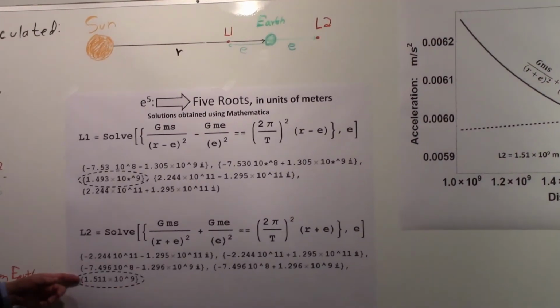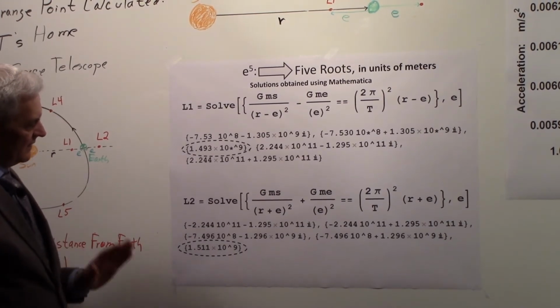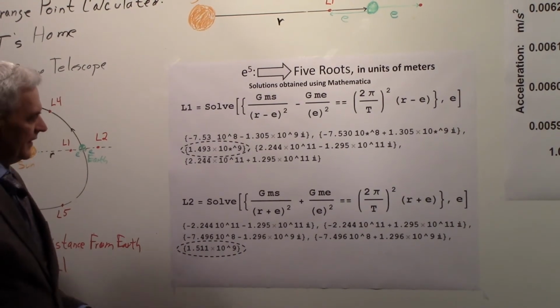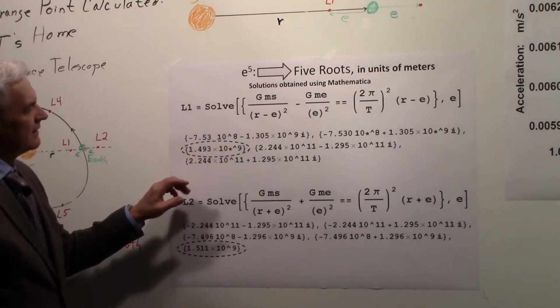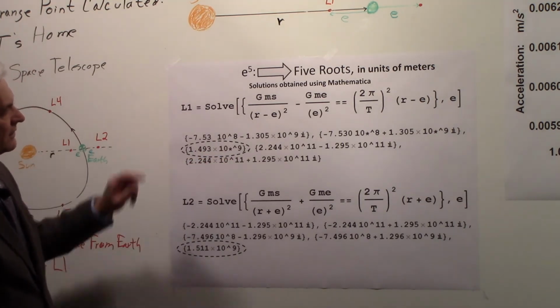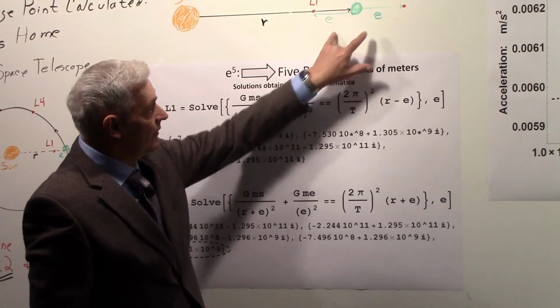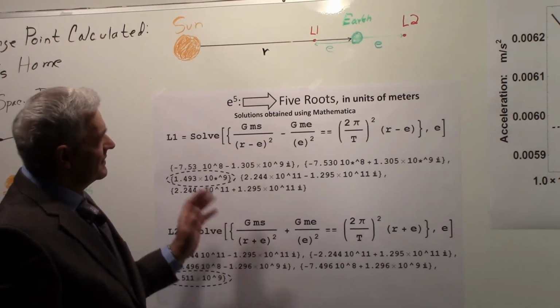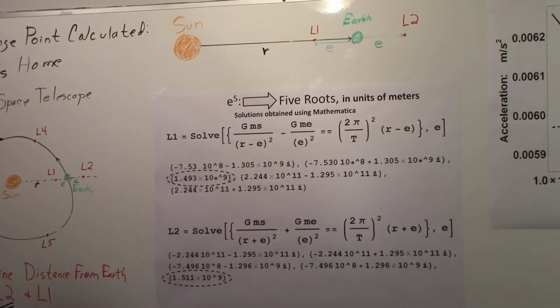So the value for L2 is 1.5 times 10 to the 9th meters, the distance from the Earth to the L2 point, and L1 is 1.49 times 10 to the 9th meters. And again, here's L1, and here's L2, and this is the E that we wrote our expressions to find. So I'll just summarize this now.